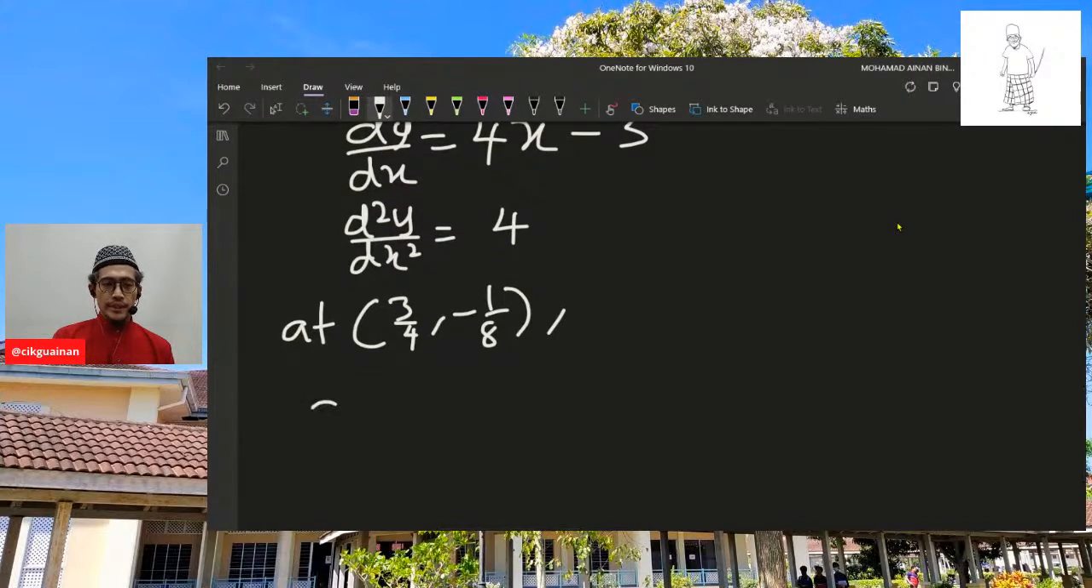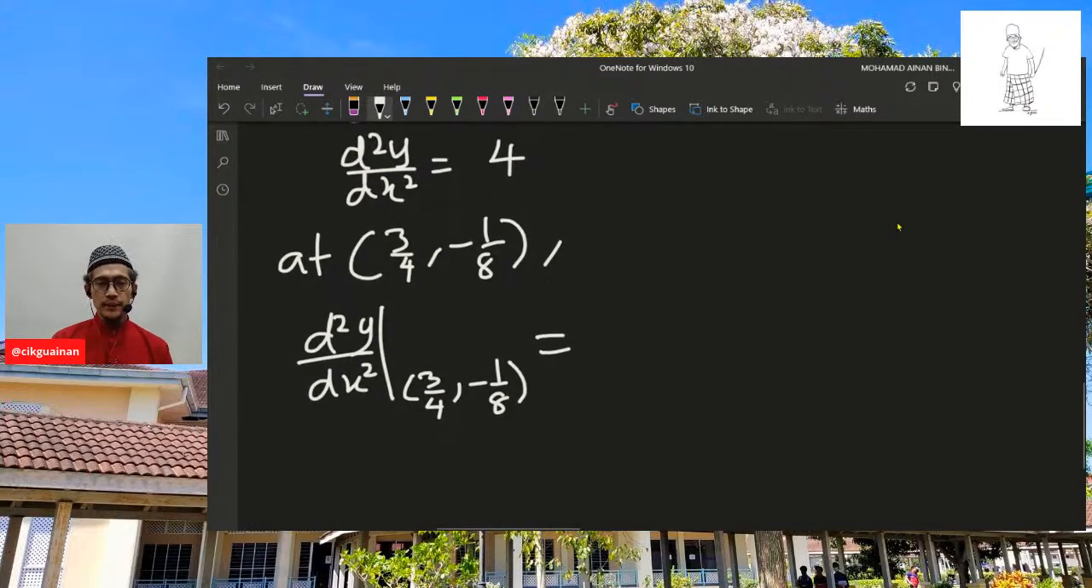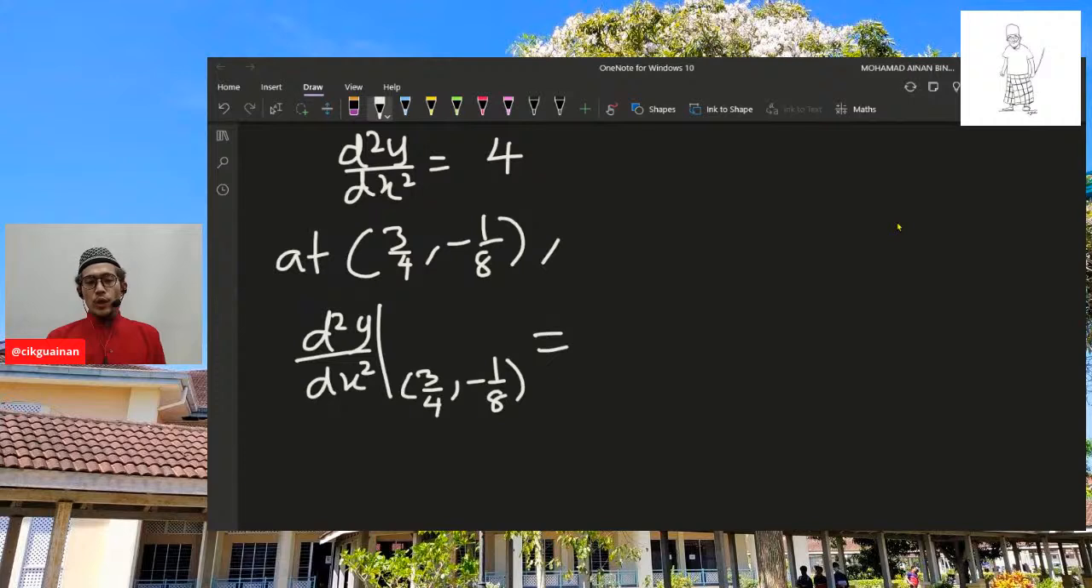The second derivative. If you want to write it fancier, you can draw a line like this, but it is not compulsory. So the second derivative, substituting the point, we still get 4 because 4 is a constant. It is a constant function. If it is a constant function, you substitute any point and you still get 4.